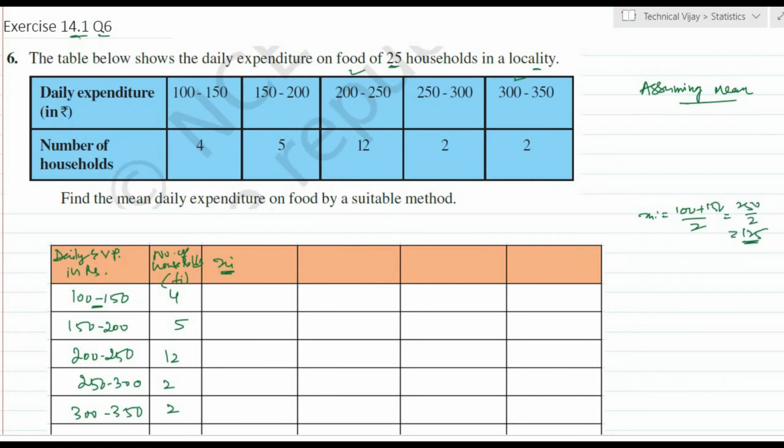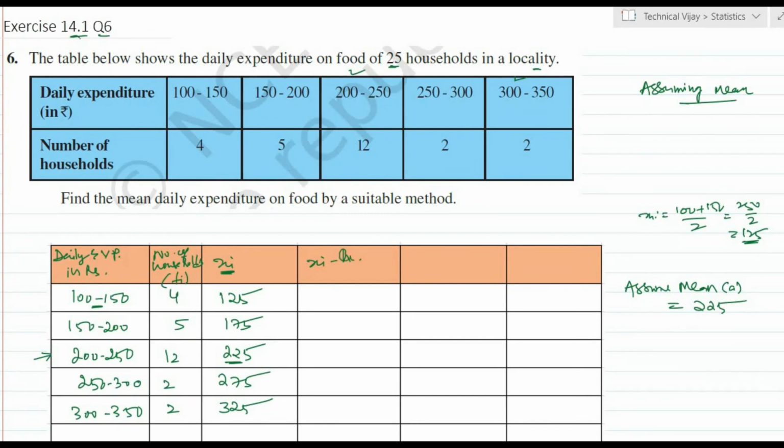That is the middle term of this class, 125, and here 175, 225, 275, and 325. This is Xi. Now we will calculate the assumed mean. Assumed mean is A. There are 5 classes, so the center one, 225, is the assumed mean. Assumed mean will be 225.